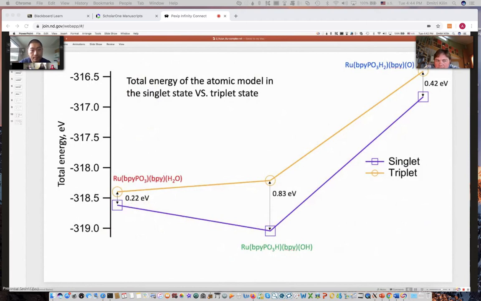Okay. And another question to you, Yuen Han. Is the system neutral or some electrons are already removed from it? The system is always in the neutral state. Okay. Yep, thank you. Next slide, please.